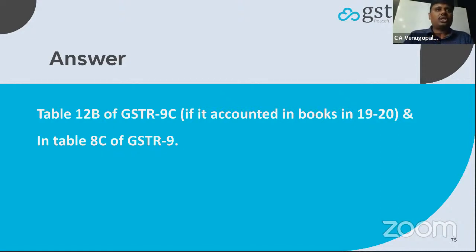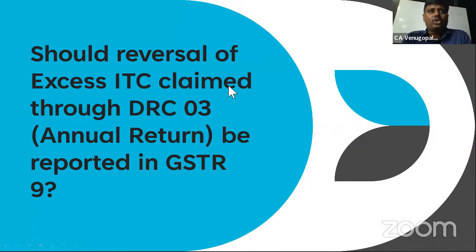Next, should reversal of excess input tax claimed through DRC 03 be reported through the annual return? This is also a question people ask, that can I report the reversal of the additional credit that I have availed in the annual return? The answer is yes.